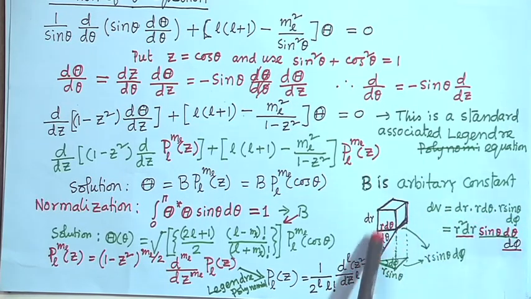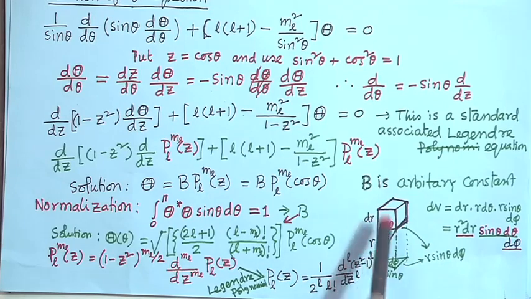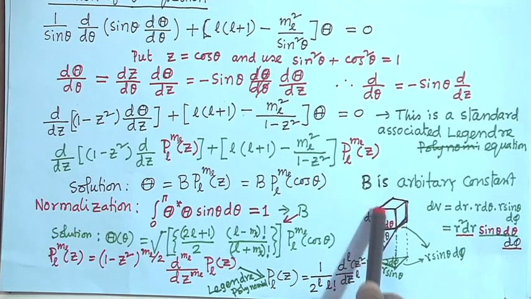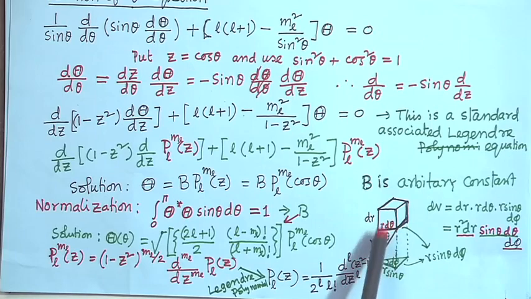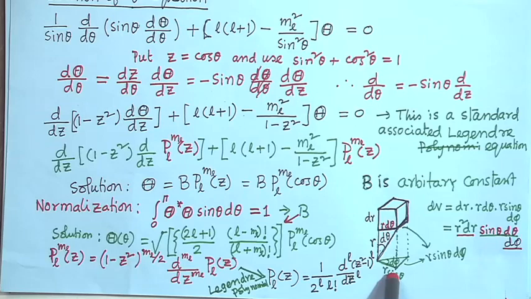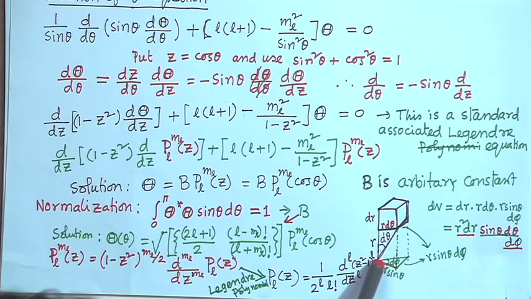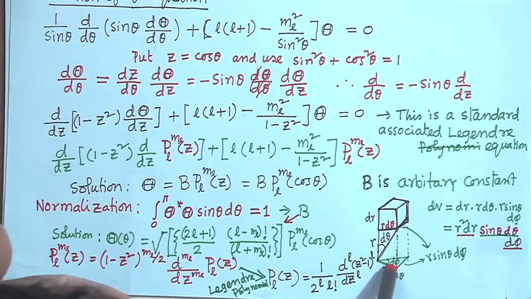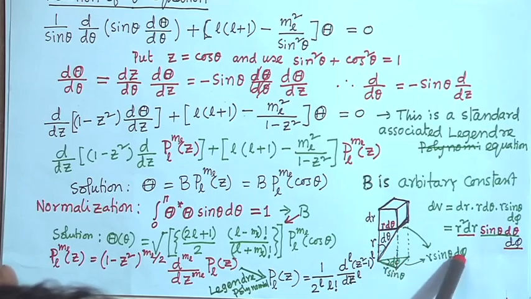So, here I have explained. This is dr, r changed by dr, the small elementary length dr, and then d theta change. So, it is r d theta, and then the projection I have taken here, of r. So, r sin theta makes the angle with this x axis, d phi. So, the elementary change due to this d phi will be r sin theta d phi.